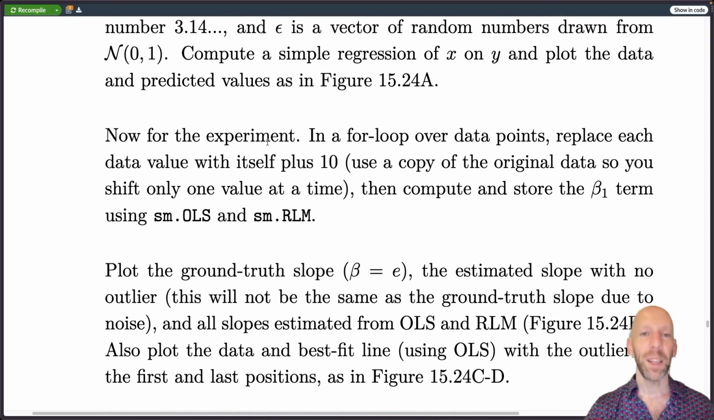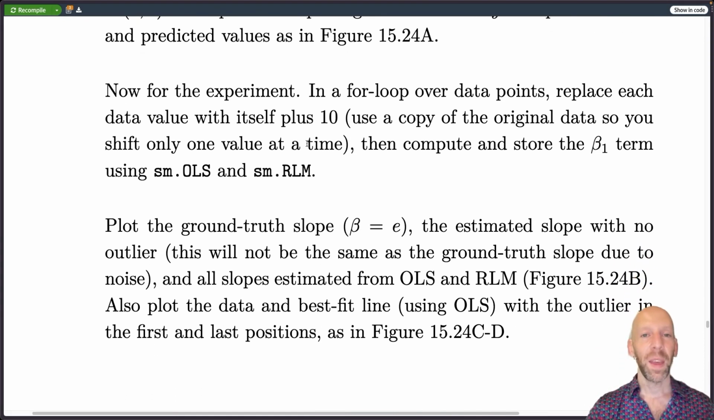So in each iteration, you're adding an outlier to a different element of the data, and then you want to fit the data again and store the beta coefficient. You don't need to worry about the model fit or the BIC or any of that. If you want to add all that stuff, that's great, but that's not what you need to do just for this exercise.